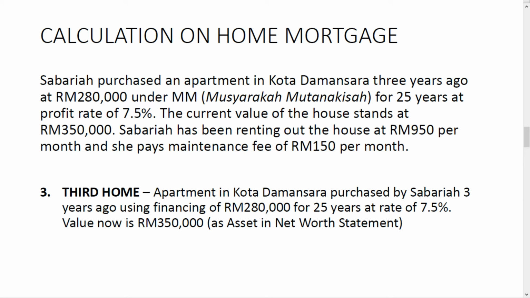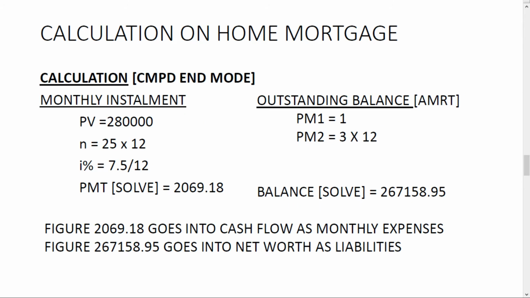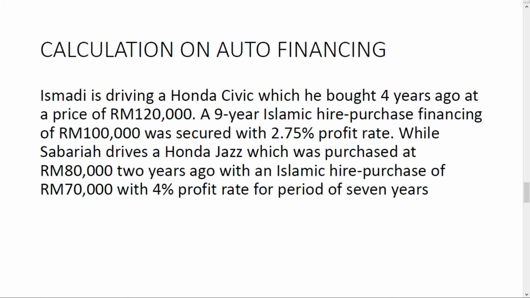The apartment bought by Sabariah becomes the third home. The financing amount and other parameters are given for calculation. The house is also rented out, becoming the rental income for Sabariah. So you can do a similar calculation like Ismadi just now to get the value for the monthly payment and outstanding balance of the house. For the calculation of auto financing or car financing, there are two values given in the case.